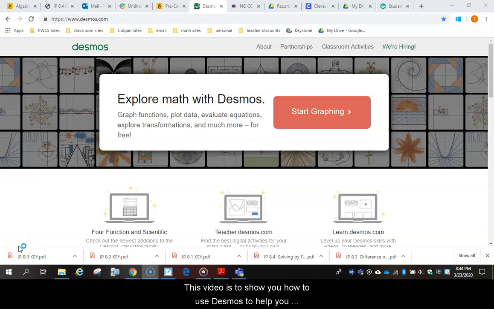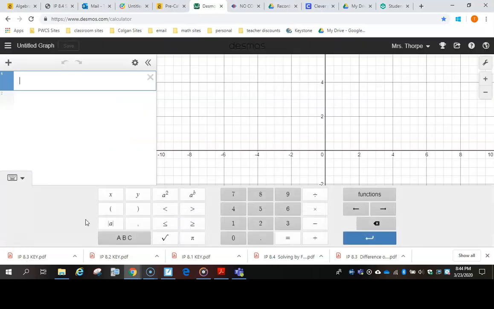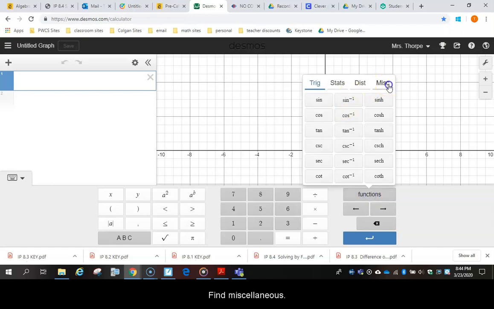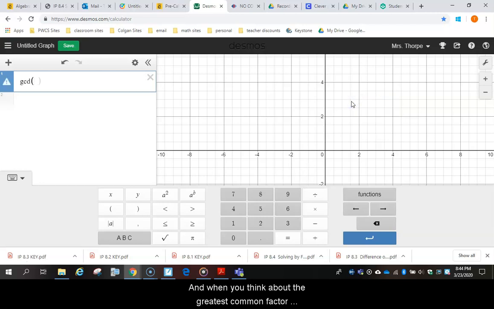This video is to show you how to use Desmos to help you find the greatest common factor. So I'm going to go in and open up the keyboard, and you're going to go to Functions, find Miscellaneous, and you're looking for GCD, so that's Greatest Common Divisor. And when you think about the greatest common factor, you're dividing the highest factor out of whatever numbers.